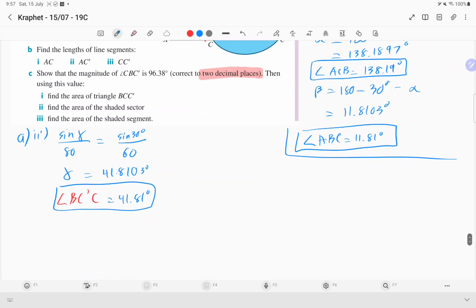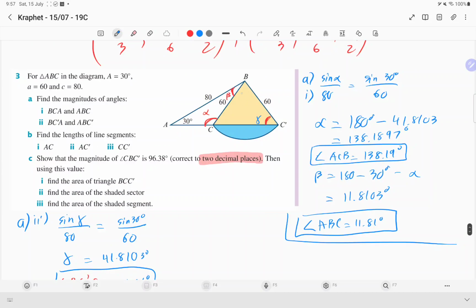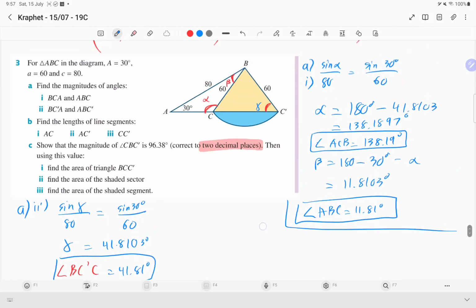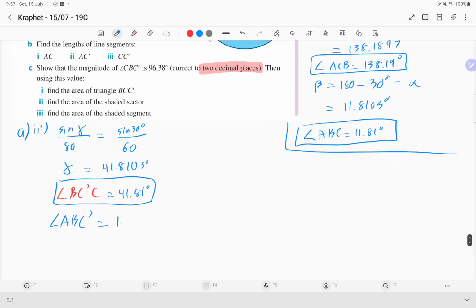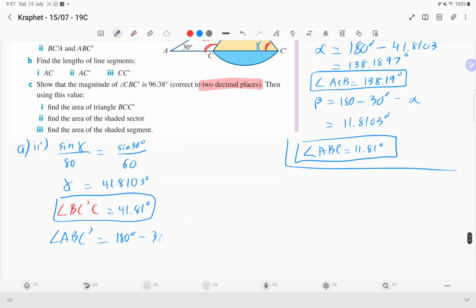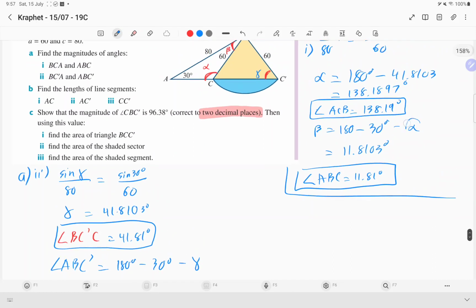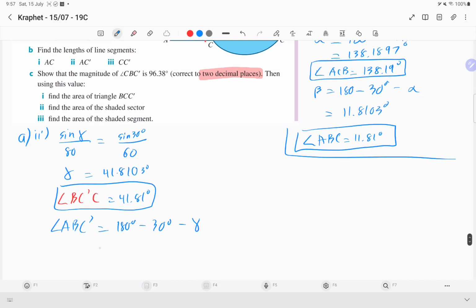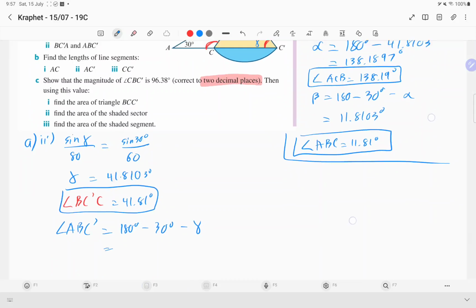So maybe I don't write this one as alpha. I'll just write angle ABC dash equals 180 degrees minus 30 degrees minus gamma. As you can see, the convenient thing is that because I wrote gamma rather than the value, I can just rub out the answer and rewrite the value. I don't need to rewrite this entire expression. That's the handy thing about sometimes using notation rather than the actual value, so you only substitute the answer into your calculator.